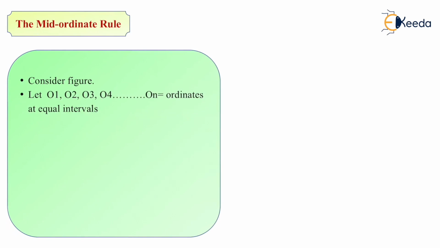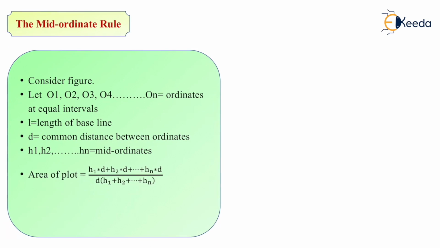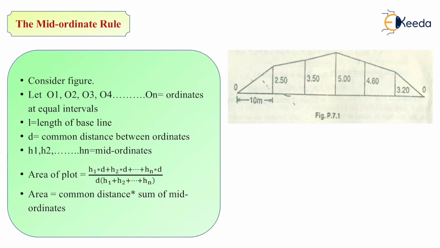First is the mid-ordinate rule. In this rule, let O1, O2, O3 and ON be ordinates at equal intervals and L be the length of the baseline. So consider the given figure. H1, H2 are mid ordinates. In this figure, as we can see, this is O1, O2, O3, likewise.